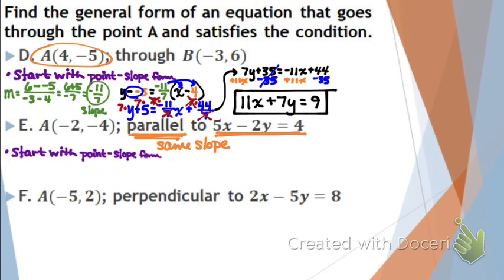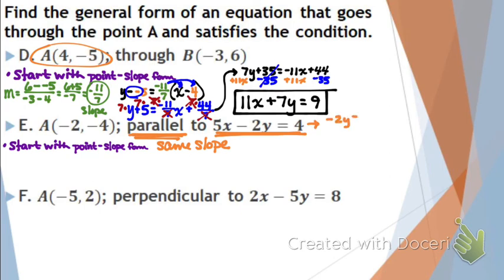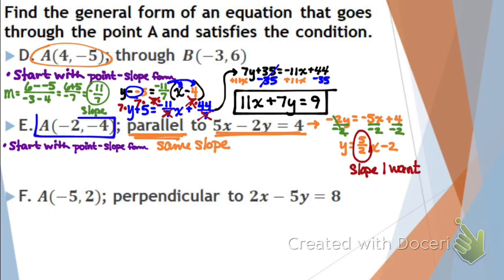So I'm going to take the line that they gave me. I'm going to put that one into slope intercept form so that I can identify the slope. So I'd have negative 2y equals negative 5x plus 4. Divide everybody by negative 2. So y is equal to 5 halves x minus 2. Here's the slope I want. And I have the point already. They gave me this point right here.